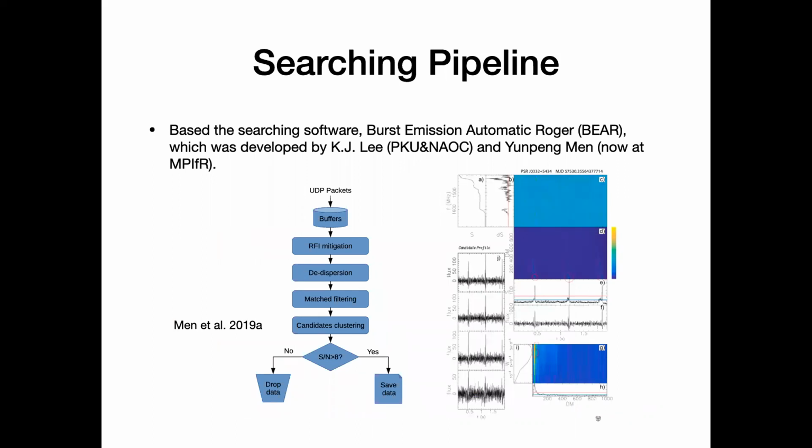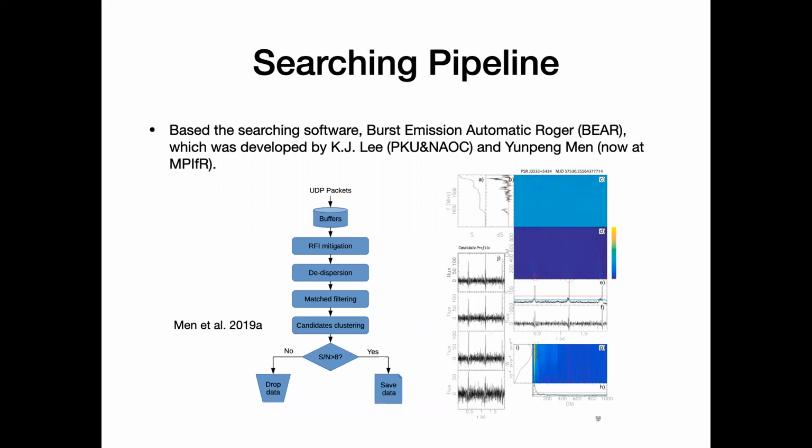Our searching pipeline is based on the search software called BEAR, the Burst Emission Automatic Roger. It was developed by KJ and Yingpeng, who is now a postdoc at MPI. Its pipeline is very similar to the traditional single pulse search. Basically, we have RFI mitigation in the first step, and after that we do de-dispersion and get candidates.